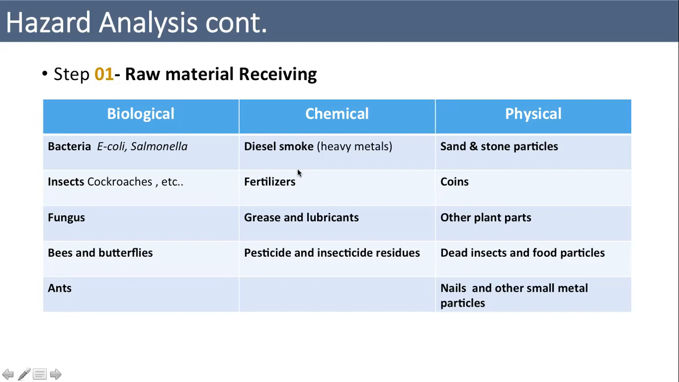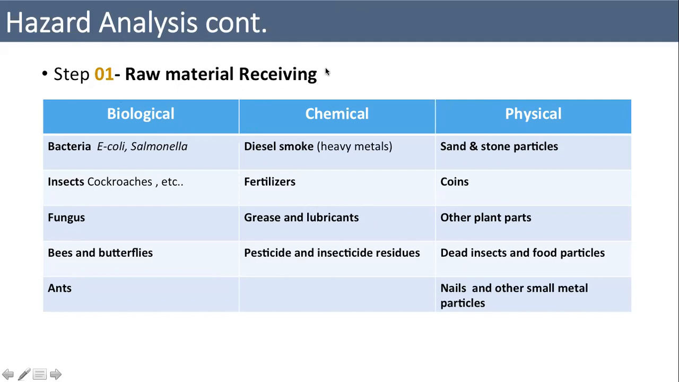So fertilizer residues might be there, and grease and lubricants, and pesticides. Sometimes the state they have used some pesticide and insecticide, but nowadays we don't have. So in these days we can remove this part, right? We are using organic.